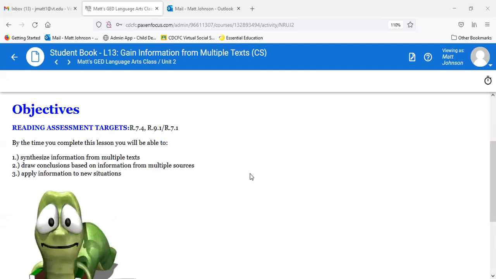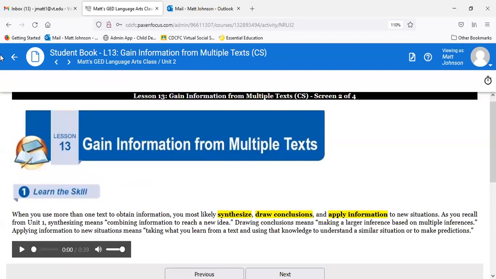So as the lesson says, by the time you complete this lesson today, you will be able to synthesize information from multiple texts, draw conclusions based on information from multiple sources, and apply information to new situations. Let's see what our audio says.